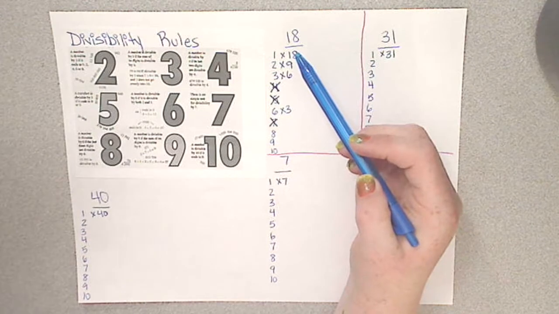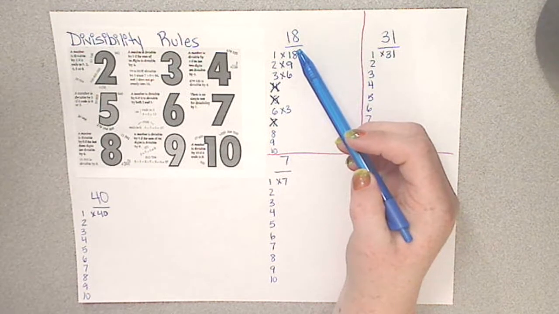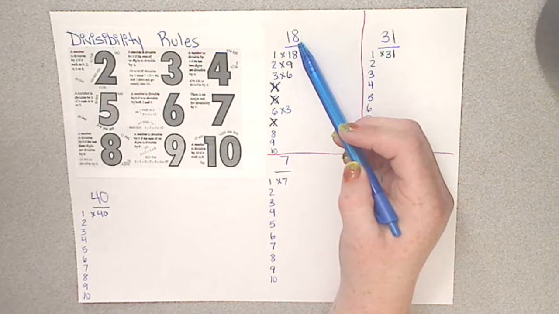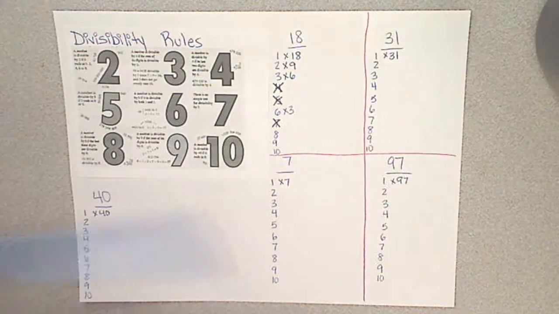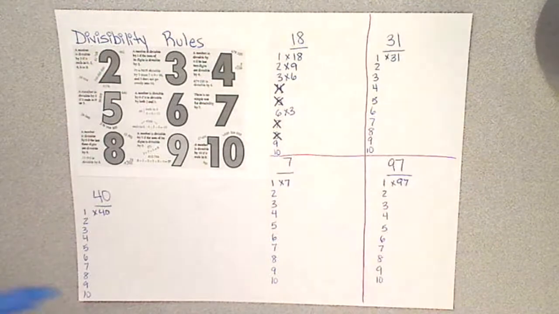It says a number is divisible by 8 if the last 3 digits are divisible by 8. Now 8 times 1 is 8. 8 times 2 is 16. 8 times 3 is 24. So no, it is not.